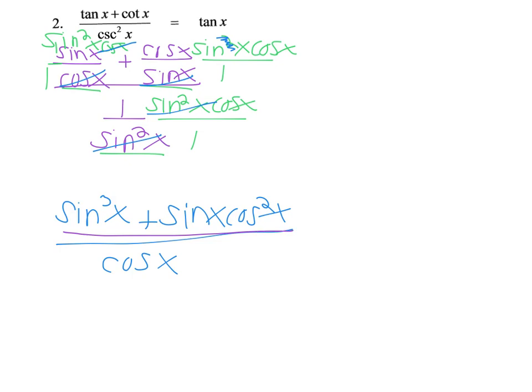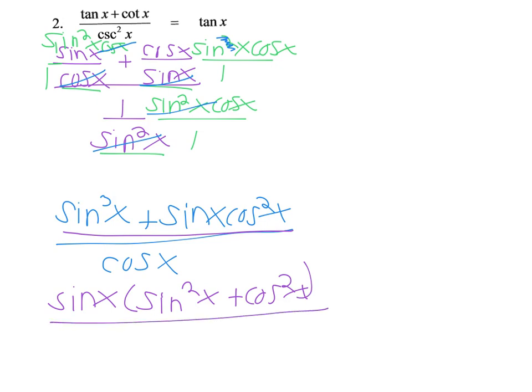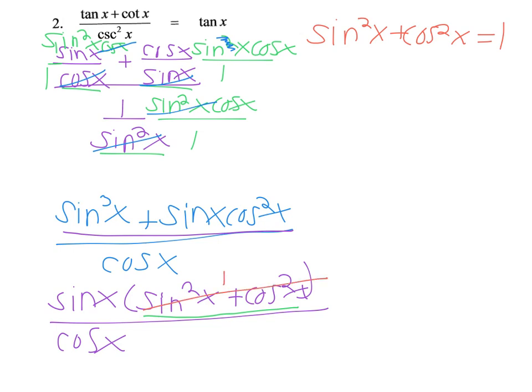So they each have a sine in common. So if I take out a sine, I'm left with sine squared plus cosine squared divided by cosine. And this, since there's squareds and addition, looks like one of my Pythagorean identities, which it is. We know that sine squared plus cosine squared is equal to 1. So since that's a Pythagorean identity, this whole set of parentheses is just equal to a 1.